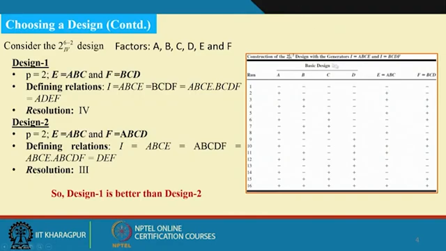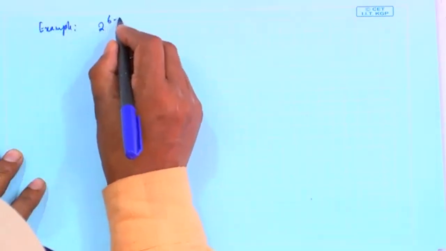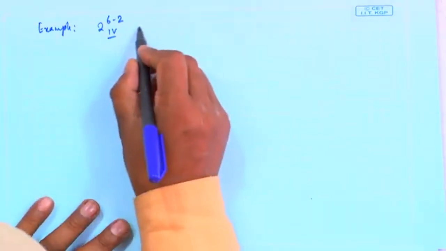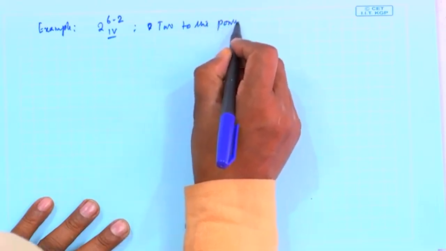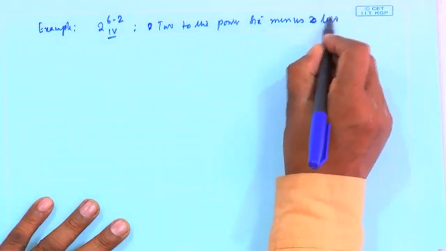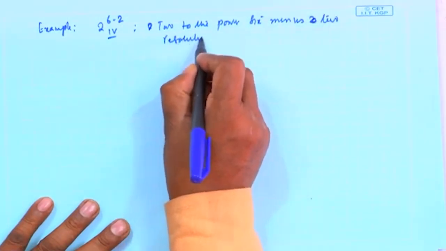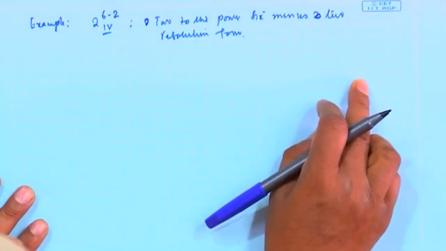Let us say you are interested to construct a 2 to the power 6 minus 2 resolution 4 design. So, your example is a 2 to the power 6 minus 2 resolution 4 design. How do you read it? This is 2 to the power 6 minus 2, resolution 4. So, how do you construct this design?